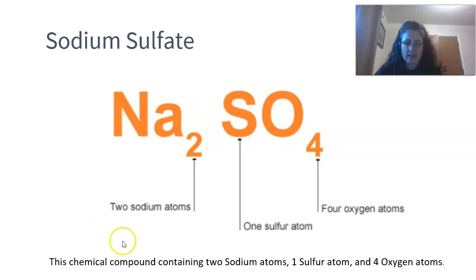So that's how we put that together. This chemical compound contains 2 sodium atoms, 1 sulfur atom, and 4 oxygen atoms.